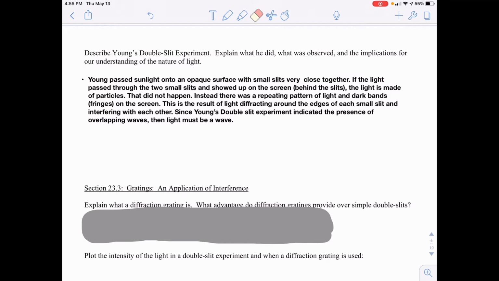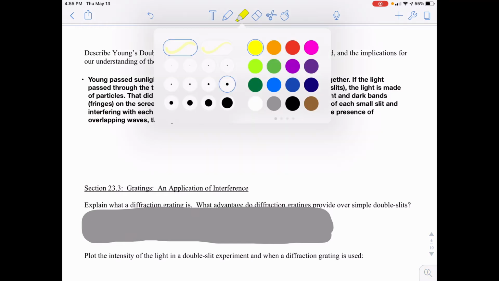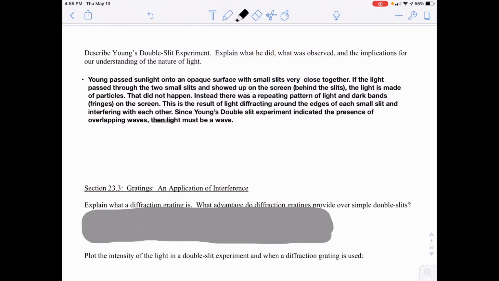And sure enough, it did not. Instead, there was a repeating pattern of light and dark bands called fringes on the screen, the result of light diffracting around the edge of each small slit and interfering with each other. Since Young's double slit experiment indicated the presence of overlapping waves, this means that light interfered with light, so light must be a wave. That is the important conclusion of Young's double slit experiment right there. Light must be a wave.